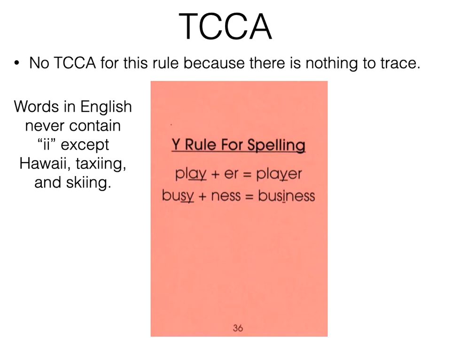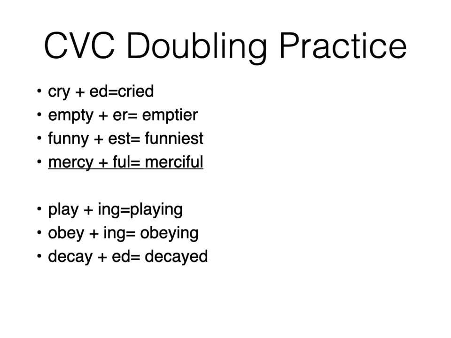So there's not going to be trace, copy, cover, avert for this rule because there's nothing to trace. But what you do want to do is go through and say, okay, our base word is cry. Is that a vowel team? No. Then change the Y to I. Empty plus er, is that a vowel team? TY? No. Change the Y to I.